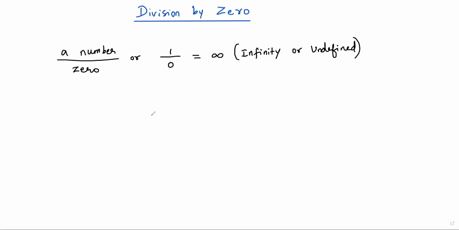Division by 0. A number divided by 0, or 1 divided by 0, equals infinity, or it can also be called undefined. When I divide a number, say the number is 1, by 0, it always results in infinity or undefined. How does it work? Let us see.